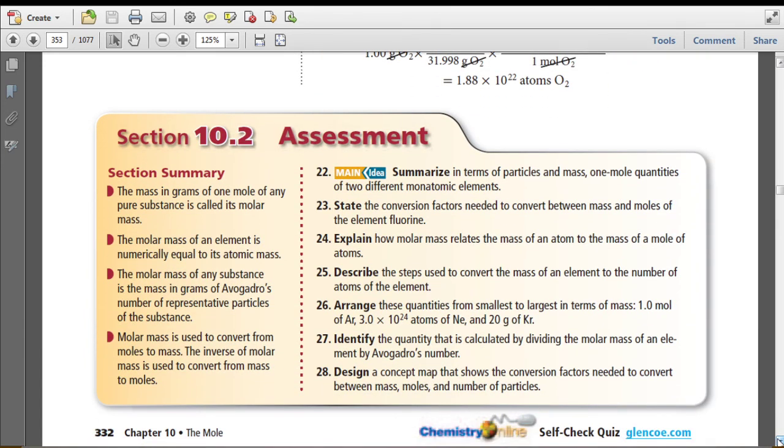Section 10.2 Summary. The mass in grams of 1 mole of any pure substance is called its molar mass. The molar mass of an element is numerically equal to its atomic mass. The molar mass of any substance is the mass in grams of Avogadro's number of representative particles of the substance. Molar mass is used to convert from moles to mass. The inverse of molar mass is used to convert from mass to moles.